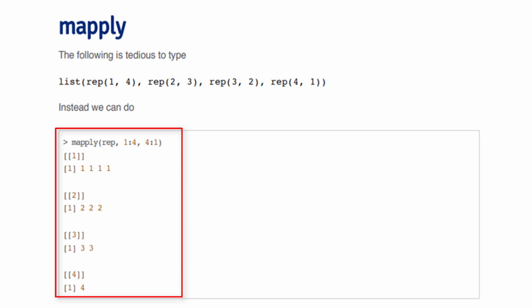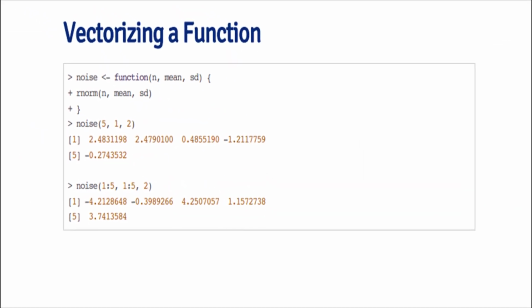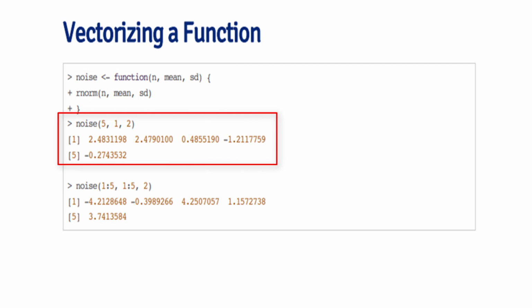So mapply can be used to apply a function to multiple sets of arguments. Here's just another very simple function. It just generates some random normal noise, and the function has 3 arguments: the number of observations, the value of the mean and the value of the standard deviation. So if I just apply noise with a single set of arguments 5, 1 and 2, I get 5 random normal variables with mean 1 and standard deviation 2.